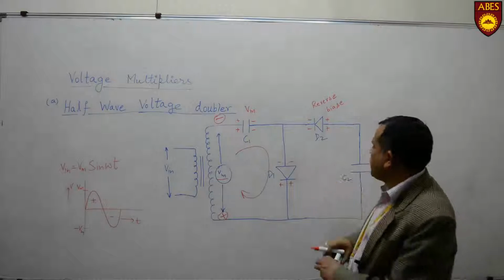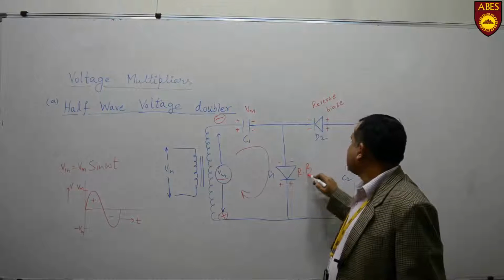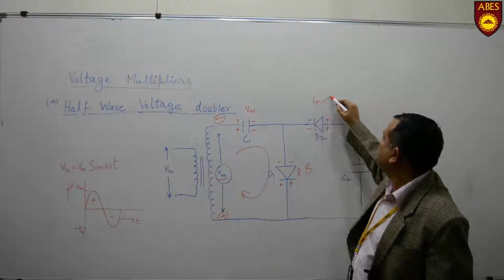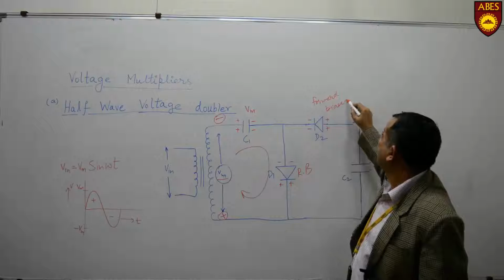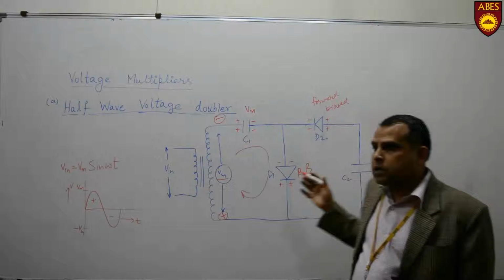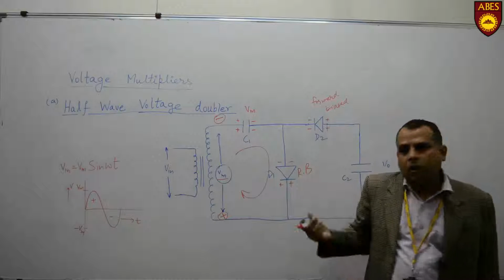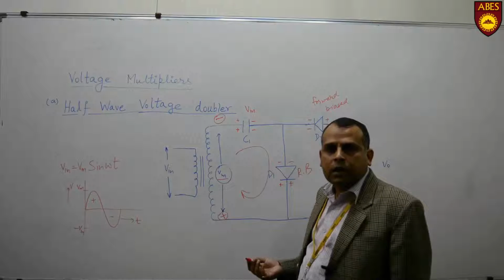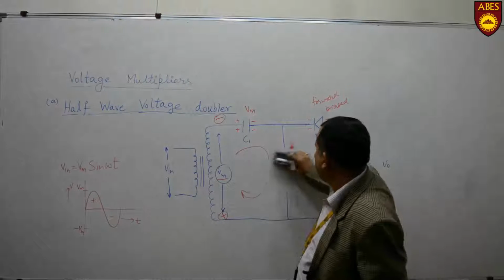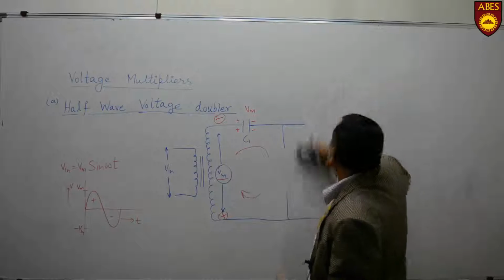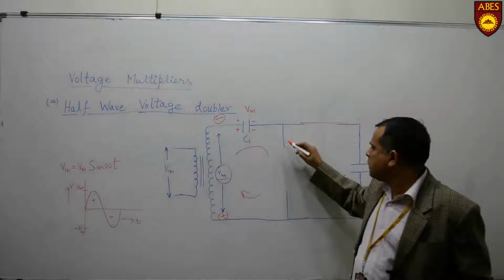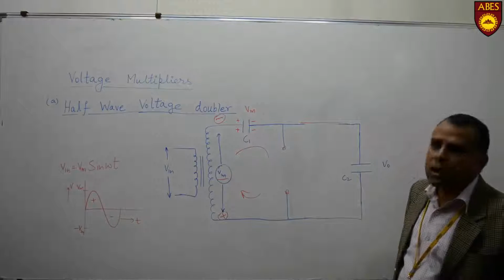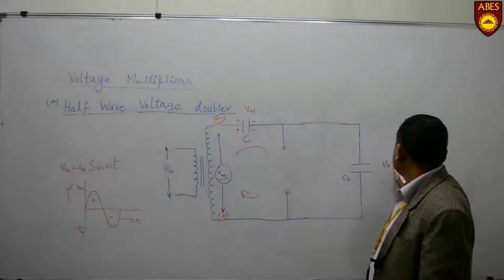In the second half cycle, this diode will be reverse biased and this diode will be forward biased. As we know, a reverse biased diode is once again an open circuit and a forward biased diode behaves as a short circuit. So it is open, and here we can show it as a short circuit. In this condition, this capacitor will be charged up to a value of twice Vm.